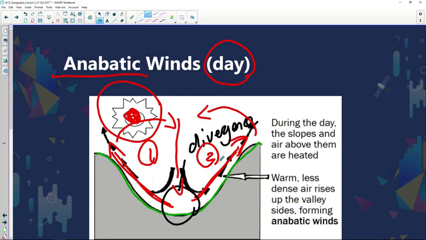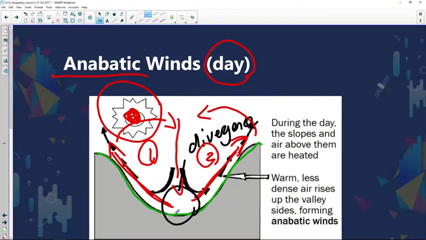Now, if you look at the diagram, very importantly, grade 12s, anabatic winds occur during the day. Why? Because slopes warm up, the air rises, it's less dense. We experience divergence in the middle, a downdraft is being created, and we've got two distinct cells that form inside our valley.